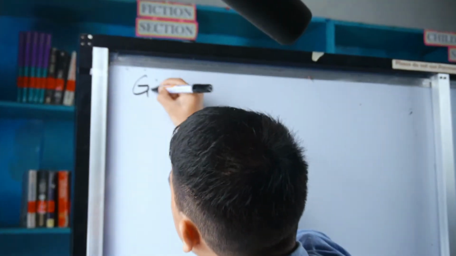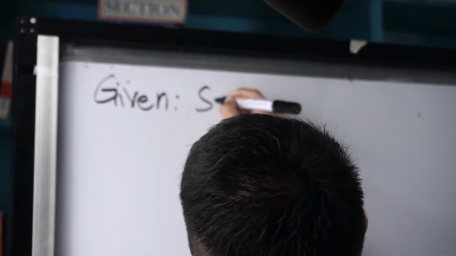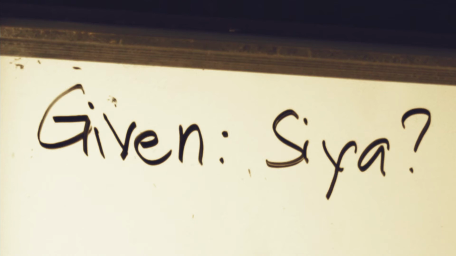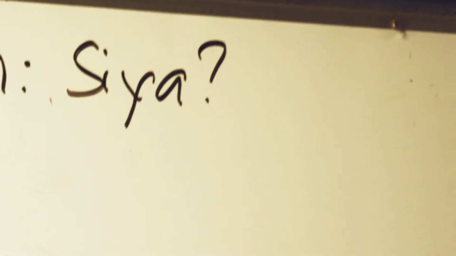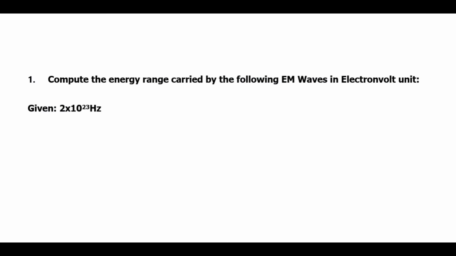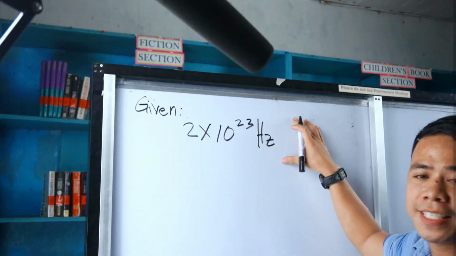Okay, first, in analyzing the problem, we should first have the given. So given, we have 2 times 10 to the power of 23. That is the frequency.